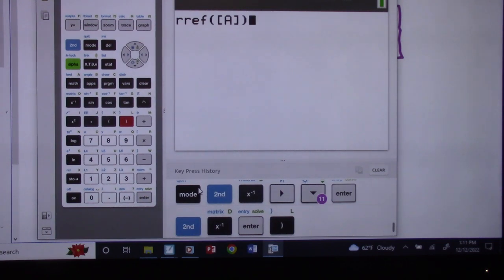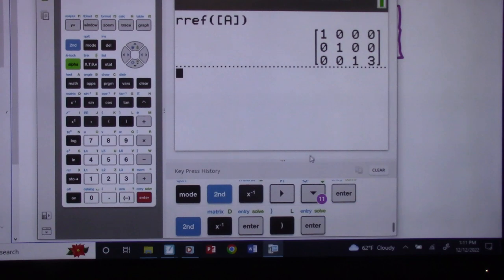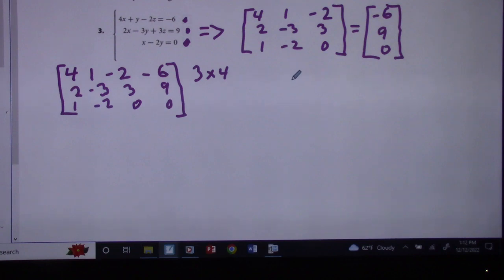Why did you put it on the C? Do I just hit enter now? Yeah, after you have this, you press enter, and this gives you your answer. Do you go by the last row? What it is, it's x equals 0, y equals 0, and z equals 3.